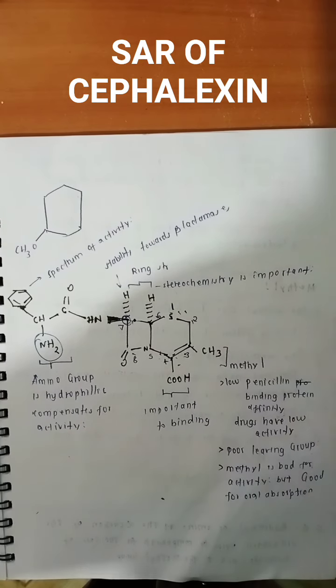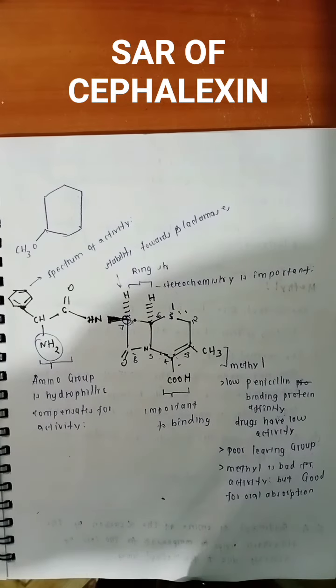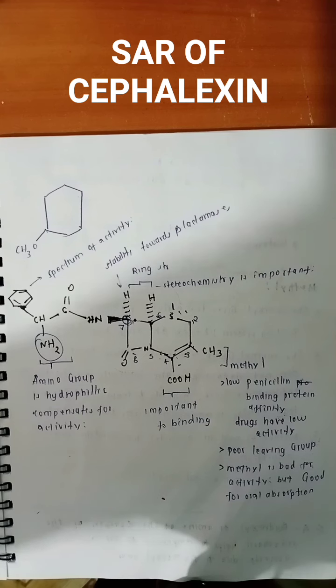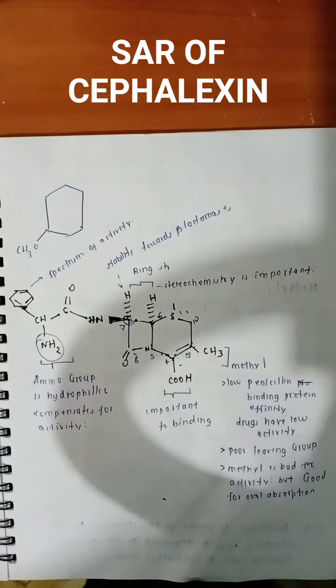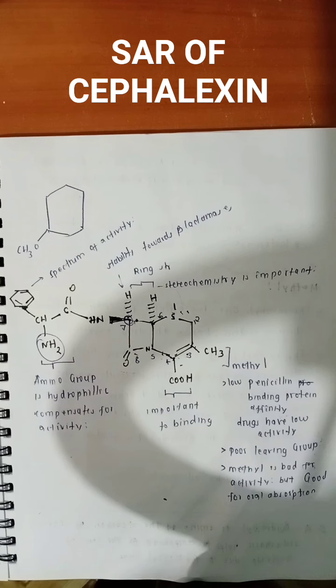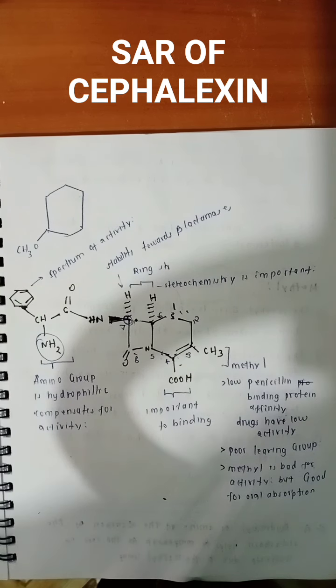So, this number 3. The methyl at position number 3 is not good for activity because the methyl makes this molecule have low penicillin binding protein affinity. This means that when this molecule is binding to the molecular target, it binds weakly, and because it binds weakly, this compound is weak in antibacterial activity.